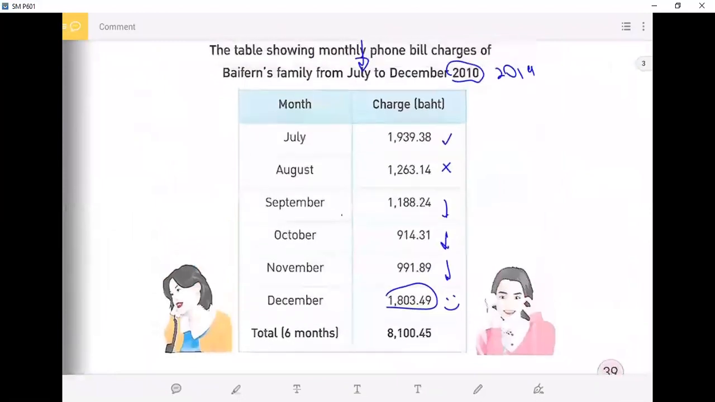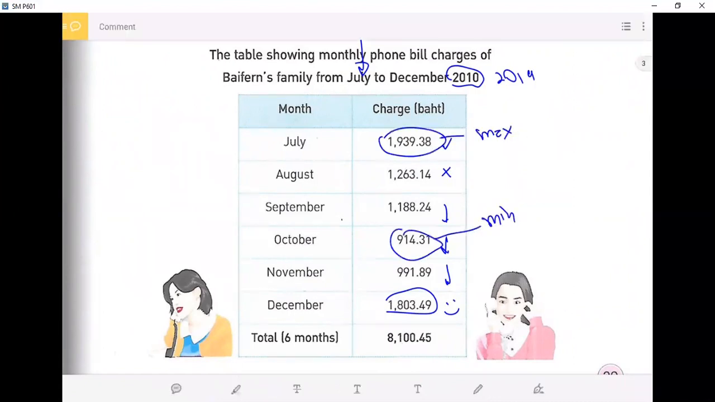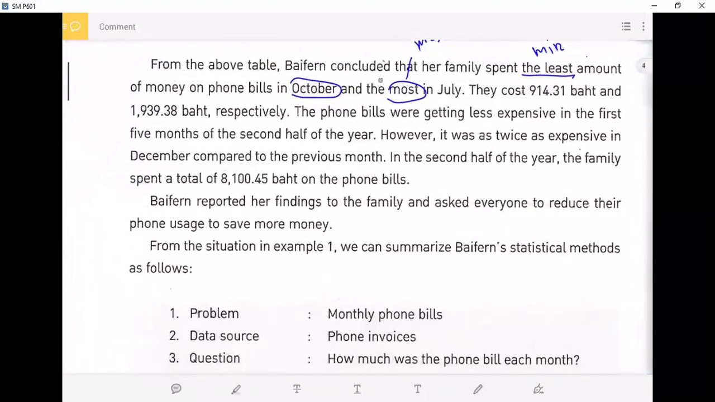So we go back. July. There, 1,900 something, right? So this is the max. This, no, sorry, not this number. This one is the minimum. So you see, this is a simple step of data processing. You know the smallest, you know the biggest. This is so easy, you understand it quickly, right? Then it just talks about this thing, that thing, blah, blah.